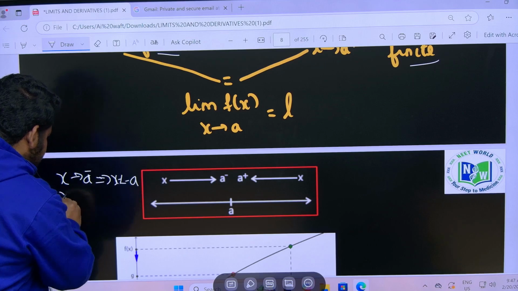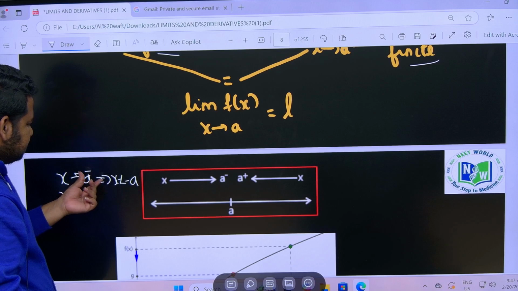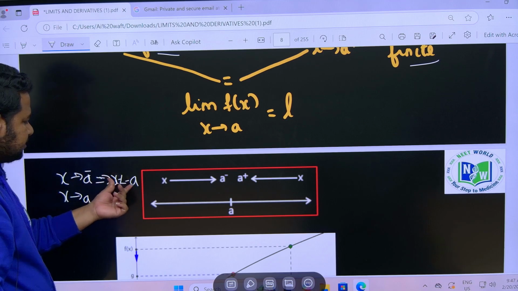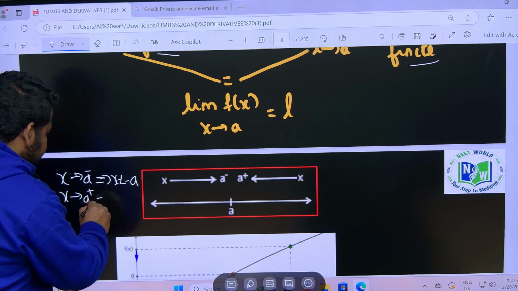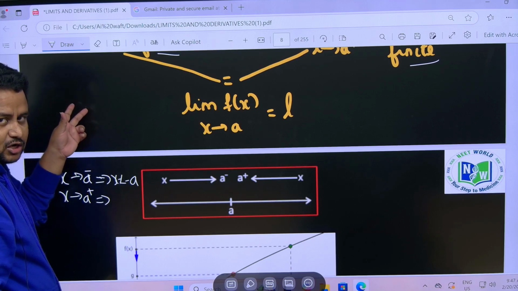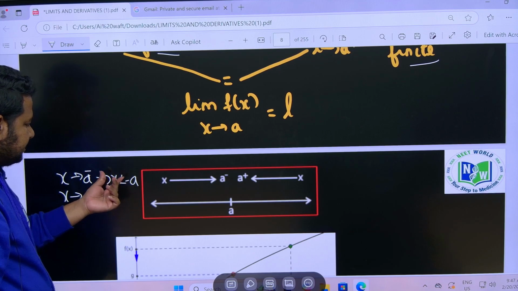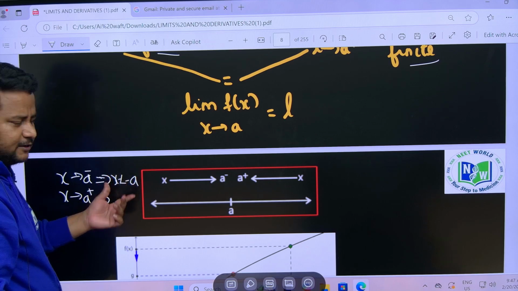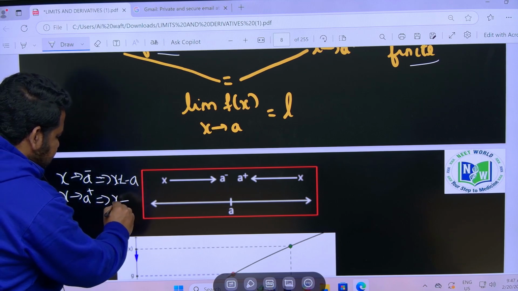x tends to a plus, x tends to a minus. I am repeating again, I told you previously while talking about the left-hand limit, x tends to a minus doesn't mean that x is equal to minus a, it means x is not equal to minus a. And x tends to a plus doesn't mean that x is equal to plus a, x is not equal to plus a here.